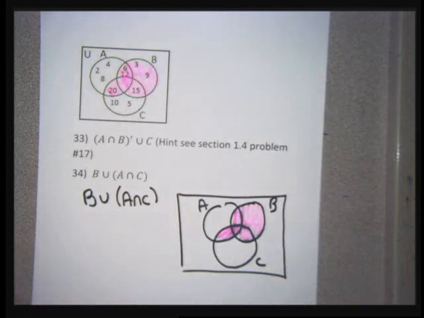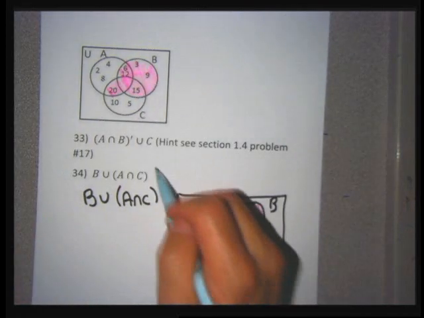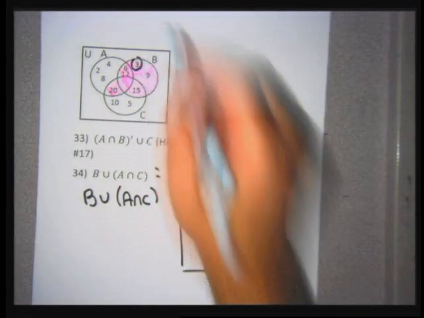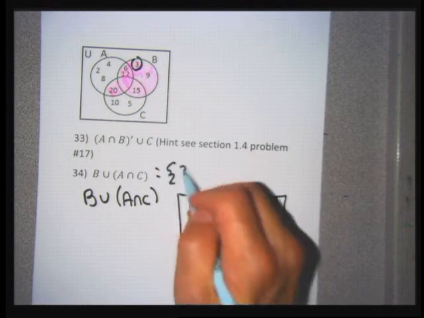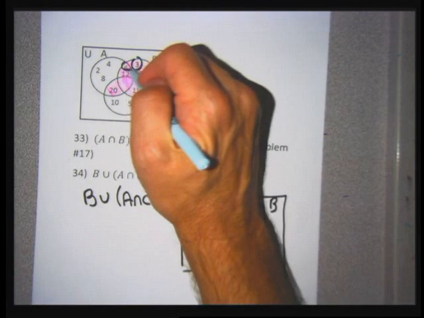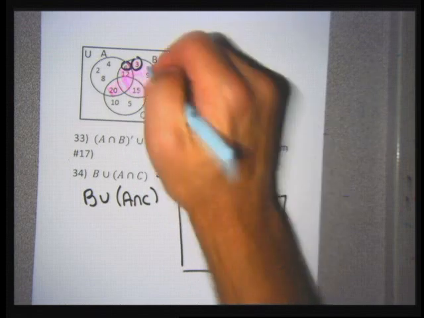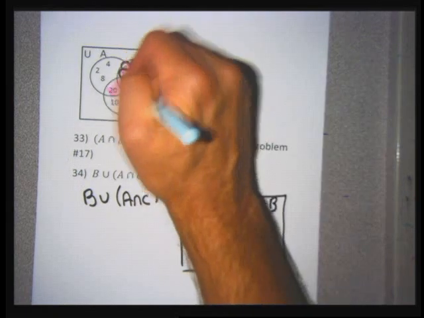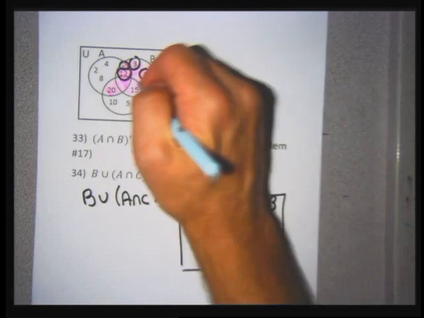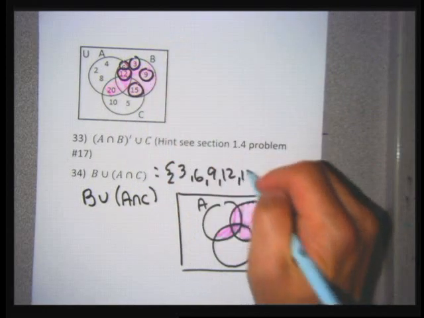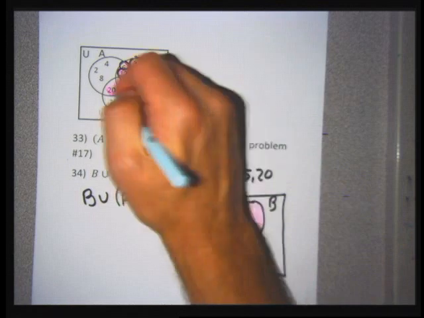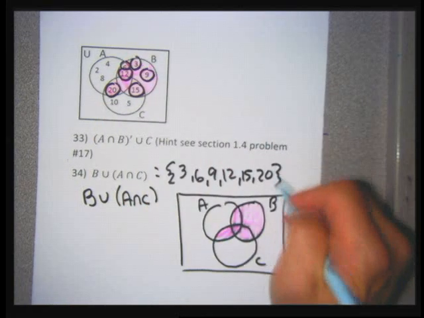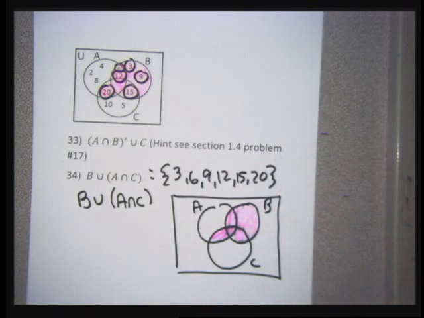So my answer to 34 is going to have the numbers 3, 6, 9, 12, 15, and 20. I didn't even take the time to mark out the ones that I'm not including. I just circled the ones that I needed to include, and I got them all.